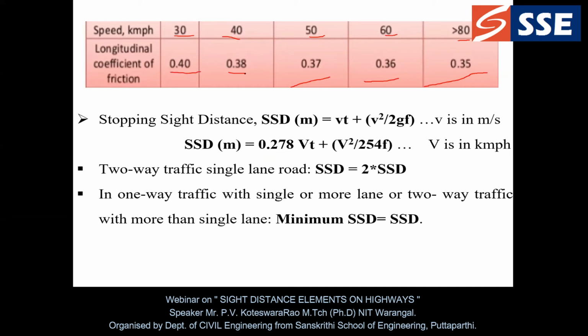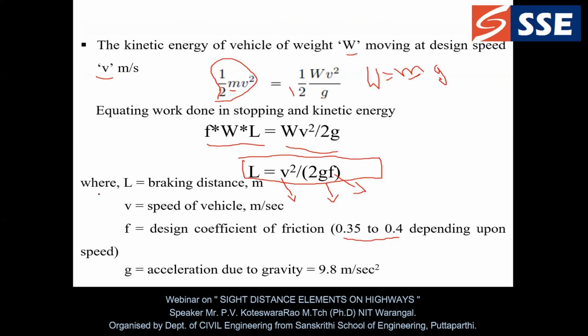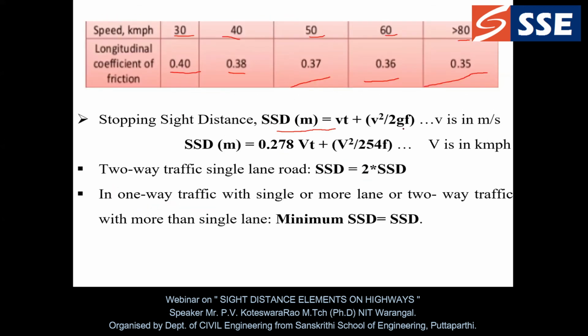So now, what is the total stopping sight distance? One is the lag distance. Lag distance is nothing but your Vt value, and braking distance is nothing but V square by 2gf. So together we have the final stopping sight distance. This is in meters per second, whereas in the case of kmph, this is the value. Let me simplify this, and then I will have the equation like this.